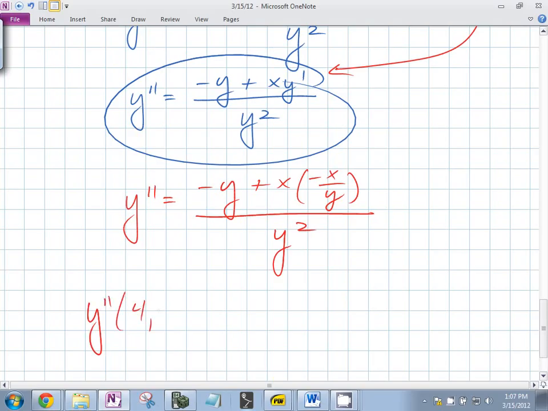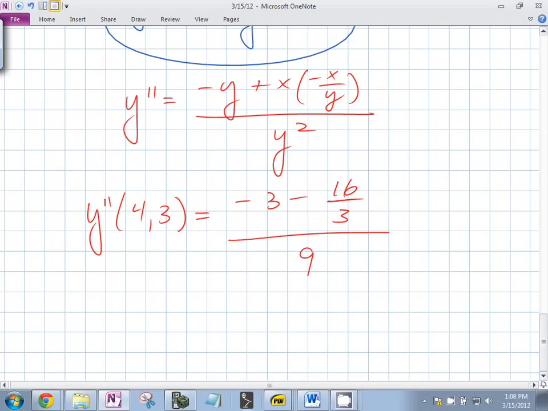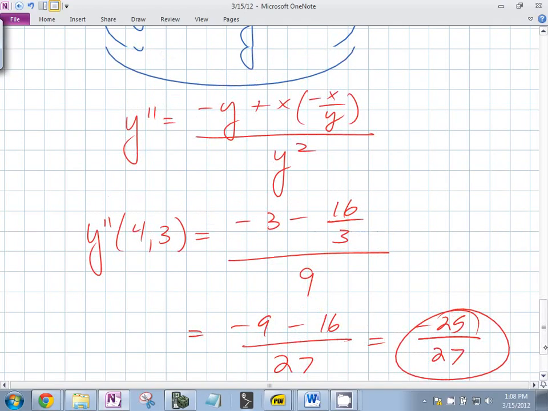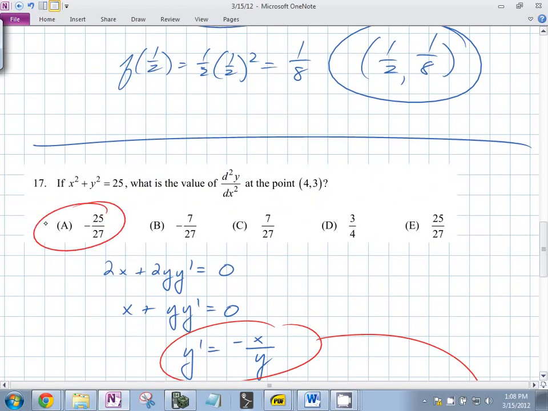So now, can we just plug in the number? The point, yeah. Negative 3 plus, sorry, minus 16 over 3, all over what? 9? I don't like fractions. What am I going to multiply everything by? 3. Multiply everything by 3, and you get negative 9 minus 16 over 27, which is negative 25 over 27. And is that one of the answers? Yes. That just means find the second derivative, and then you just plug in the points. Correct.